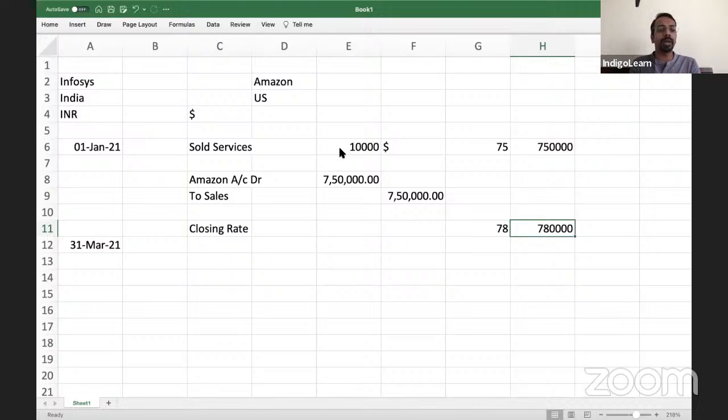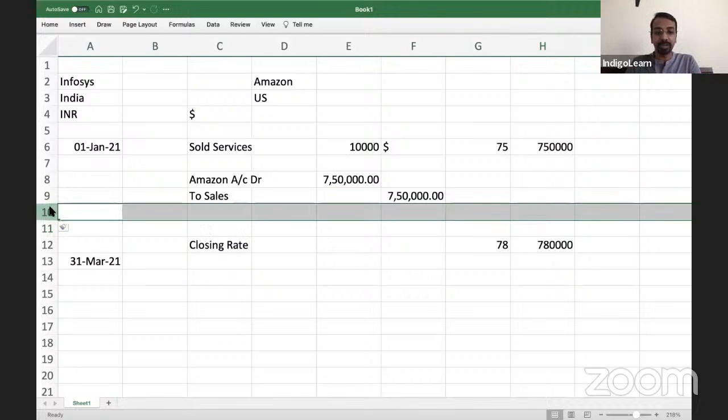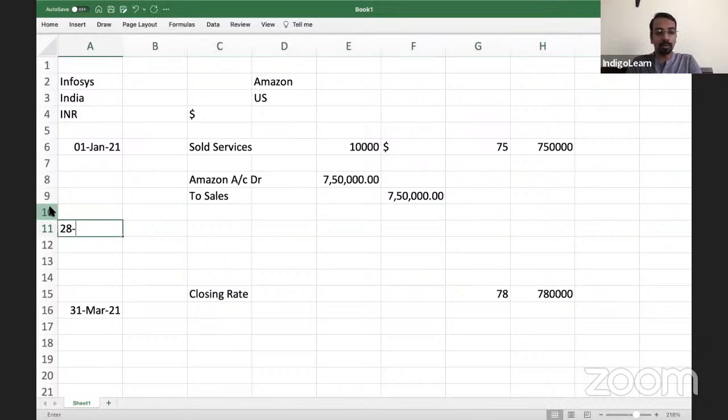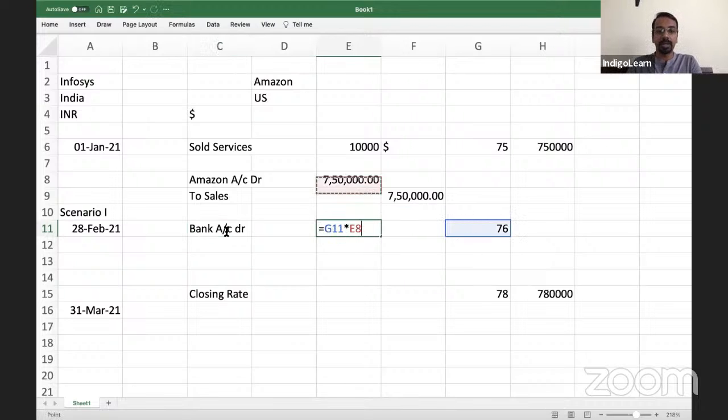Now you may have a doubt. What if Amazon paid us the amount on 20th March? Possible? Yes, possible. So there could be a scenario where Amazon paid us the amount on 20th February. Sorry, not 20th March. I'm saying 20th February. And the exchange rate is 76. What will happen in that case? This is scenario 1. In this scenario, you will receive 76 multiplied by 10,000, 7,60,000. So bank account debit will be 76 multiplied by 10,000, 7,60,000.